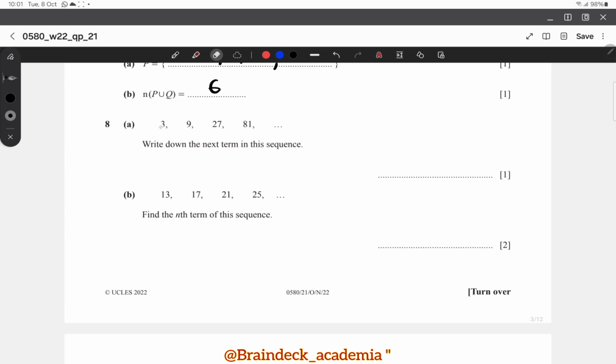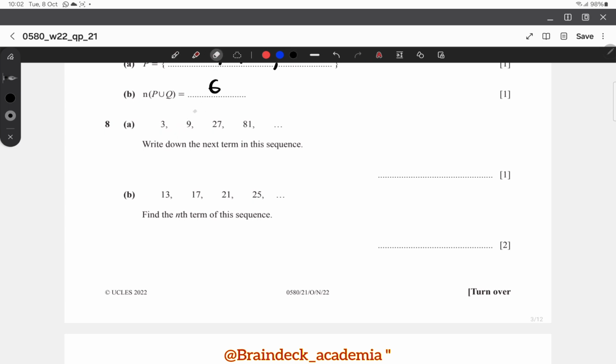At number 8 now, they say we should write down the next term in this sequence. We have 3, then we have 9. The difference here is 6. Let's look at it. The difference here is 6. No, it's more of a ratio. It's a GP. It's not a common difference because it's a GP.